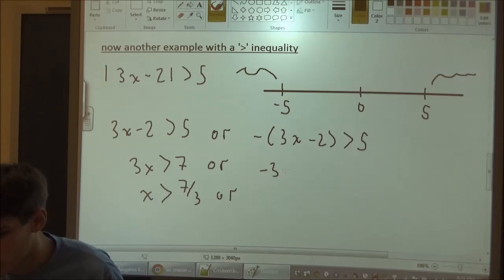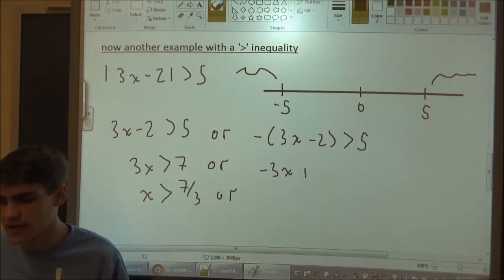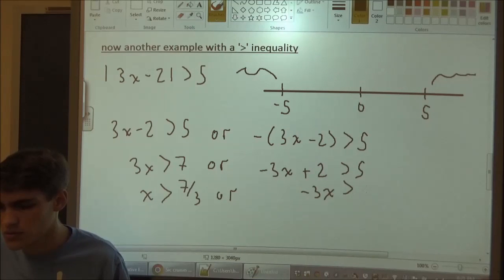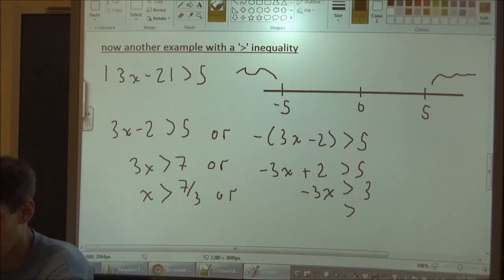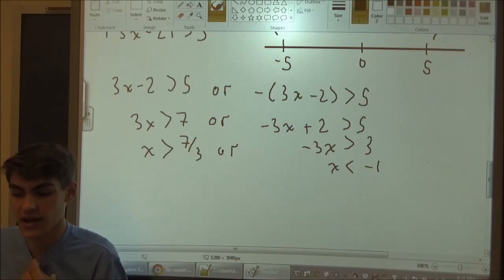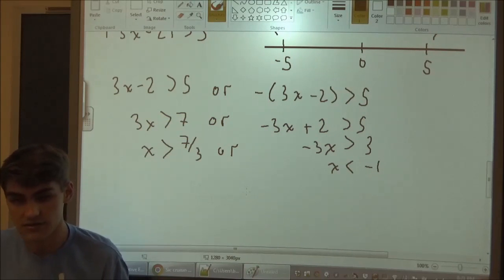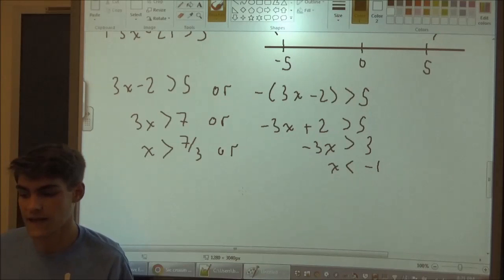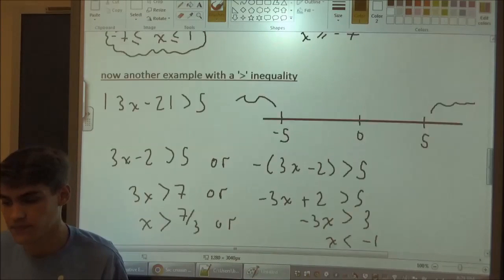This one's going to be a little bit more work. So we distribute the negative, move over the -2, and once again we got to flip our signs. -3, -1, okay. So here's what we're seeing. X is greater than 7/3 or X is less than -1.